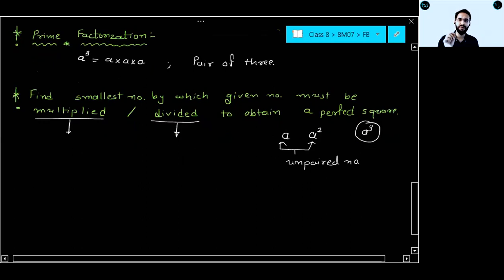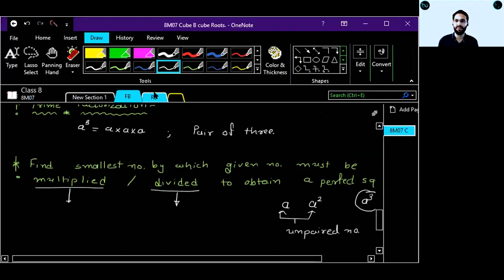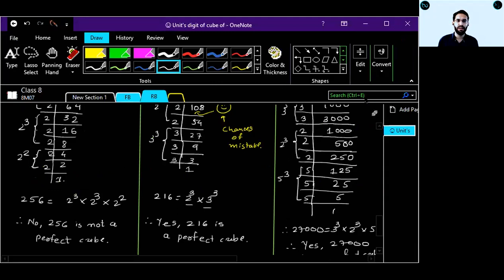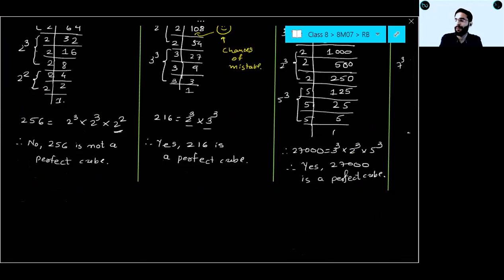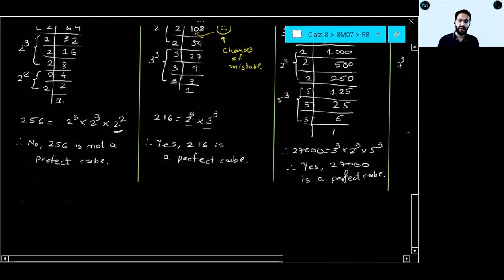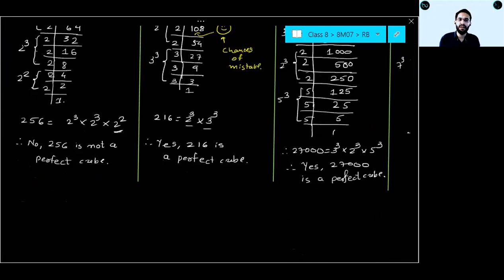So if it is a divided type question, your answer should be the unpaired number directly. If it is a, your answer should be a; if a square, your answer should be a square. Let me show you here. In this question, this 2 square is an unpaired number or not? For a perfect cube, a paired number means it should come 3 times. In square, a paired number means a group of 2. In cube, a paired number means a group of 3. So if it is not a group of 3, definitely it is not a paired number. It may be single or it may be a group of 2.